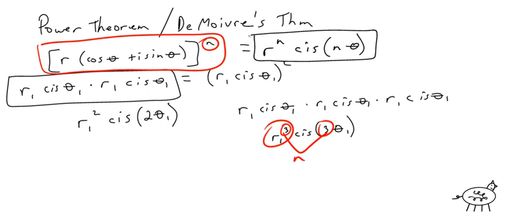I want you to understand, you raise this to the power. Kind of like when I did multiplication, I multiplied the r's, and when I did division, I divided the r's. When I raised it to a power, I also raised the r to the power. But what I do with theta is important: here you multiply the power times theta. As opposed to multiplication, where I added the thetas, theta 1 plus theta 2, or division, where I subtracted theta 1 minus theta 2, here you multiply. That's what De Moivre's theorem is all about.